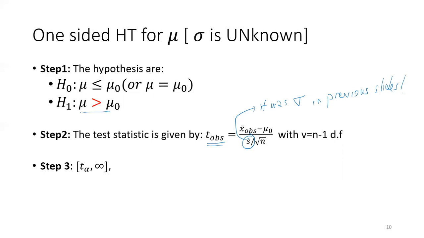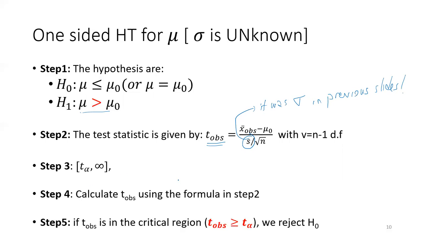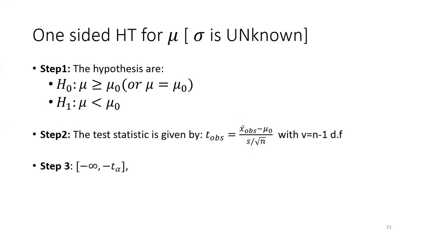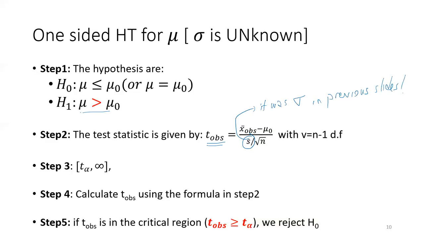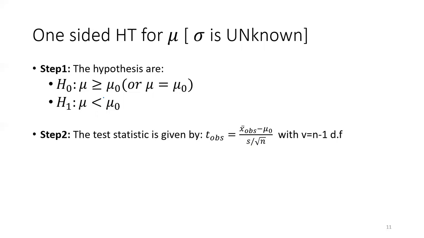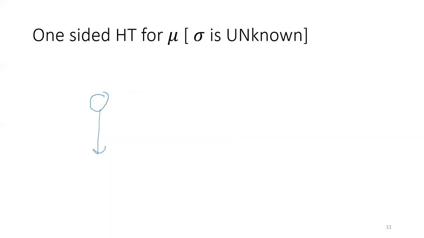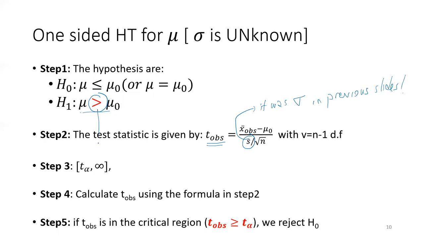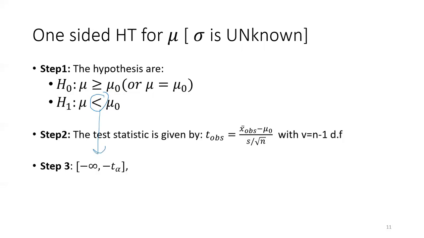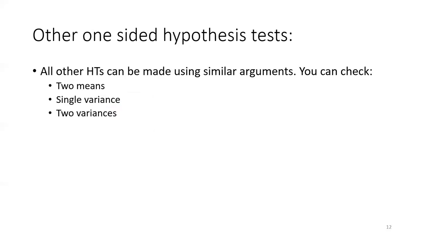Then T alpha to infinity: just calculate T observed using step 2, and if T observed is in the critical region, we just reject the H0. And the same procedure if mu is smaller than. So again, I have two types of test here, mu is greater than and mu is smaller than, and we just calculate the rejection region by looking at this. This is greater than, hence my rejection region is T alpha to infinity. This is smaller than, hence my rejection region is minus infinity to minus T alpha. And the whole procedure is the same.